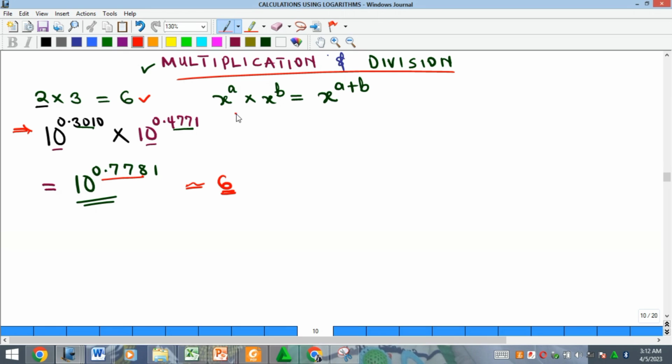So it uses the principle of indices, and even for division the same thing holds. Assuming this was a division here, you recall that under division, if I have x raised to the power of a divided by x raised to the power of b, the rule of division says that this is equal to x raised to the power of a minus b. So if you do this subtraction, whatever you get here, you will now take the anti-log of it and you will be able to get the value, which is your 2 all over 3.